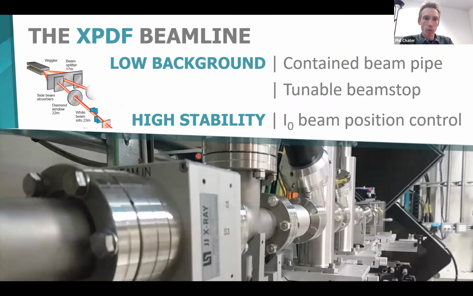The other thing we've done when we designed our beamline is give it a really low background, so that the beam travels down in this direction towards our detectors, and the beam's completely contained in these tubes to make sure it's really nice and clean by the time it leaves and hits our sample. And it's also a highly stable beam. What I mean by that is that the intensity is very consistent, and it's also monitored with our I0 monitor.